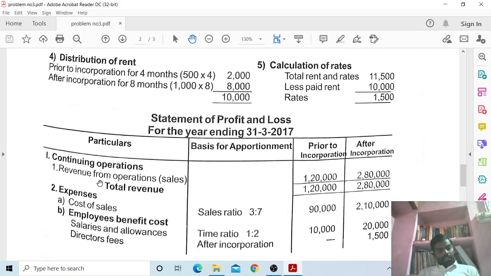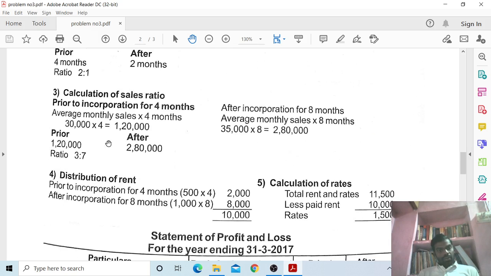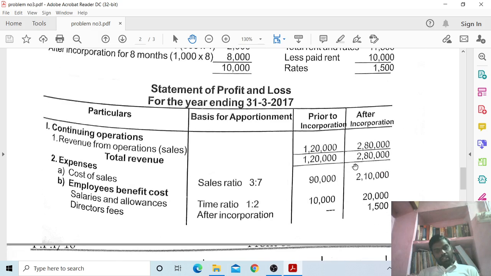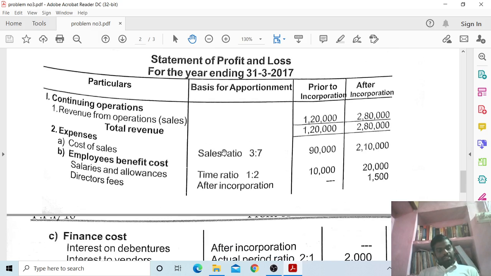Next, statement of profit and loss account. Continuing operations, revenue from operations, sales. You have to take sales as usual, 1,20,000 and 2,80,000 according to the given ratios. Next, total revenue: 1,20,000 prior incorporation period and after incorporation period 2,80,000. Expenses, A, cost of sales, ratio 3:7. So 3 lakh is there, 90,000 and 2 lakh 10,000.